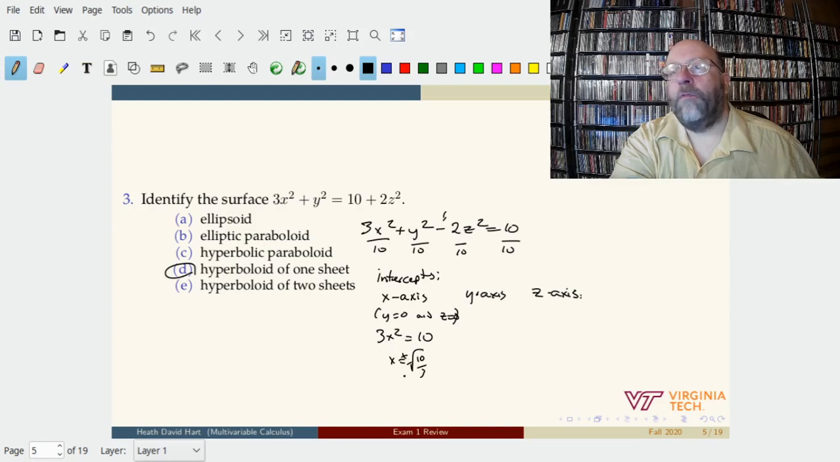And I don't know exactly what this number is, but that's okay. I just know that there's a positive and negative x-intercept. If I do the y-axis, x equals 0 and z equals 0, that gives me y squared is equal to 10. And so y is equal to plus or minus the square root of 10. But if I look at the z-axis, I get 0 equals 10 plus 2z squared. And so negative 5 equals z squared. And so z is imaginary.